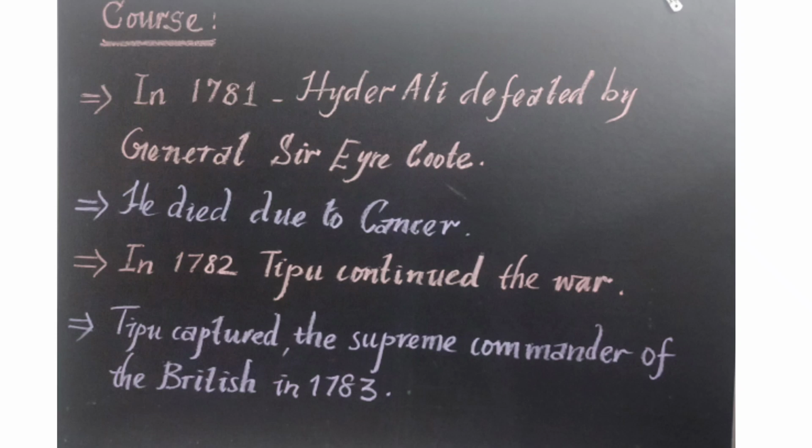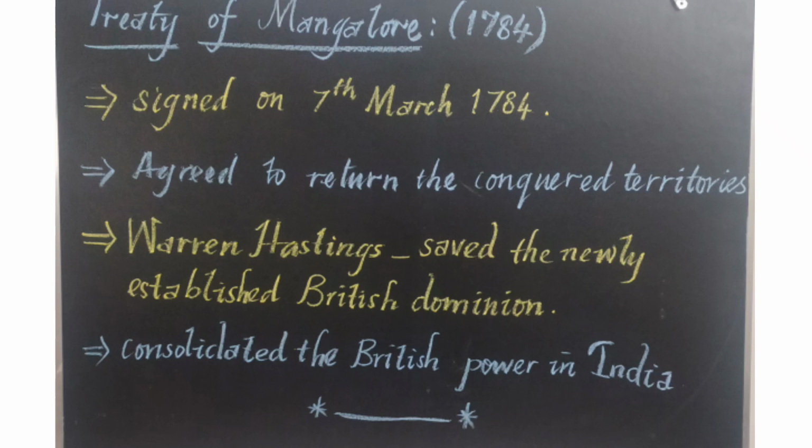Once again, the First Anglo-Mysore War came to an end with the Treaty of Madras. Here, the Second Anglo-Mysore War came to an end with the Treaty of Mangalore in 1784. It was signed in the year 1784, between Tipu Sultan on one side and the British on the other. Like the Treaty of Madras in the First Anglo-Mysore War, in this treaty also, both parties agreed to return the conquered territories and also to release the prisoners of war.